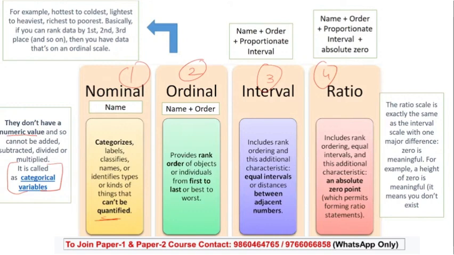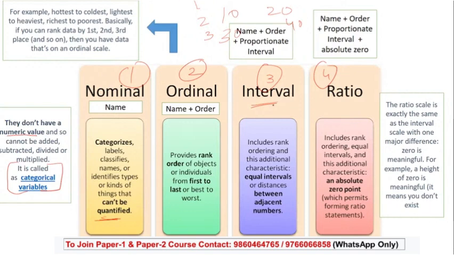Now when we talk about the interval scale, it does not only categorize the thing, and does not only give the ranking or order, but also gives a proportionate interval, an equal interval, or distance between two adjacent numbers. For example, the difference between 10 and 20 will be equivalent to the difference between 30 and 40. The difference between 1 degree and 2 degrees will be equivalent to 2 degrees to 3 degrees. So it talks about the intervals in correct form, additionally with the name as well as with the order.